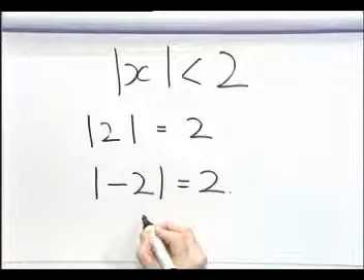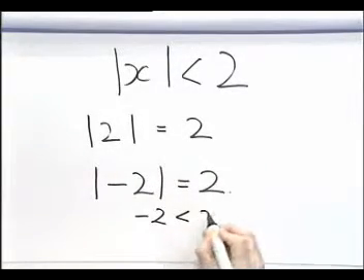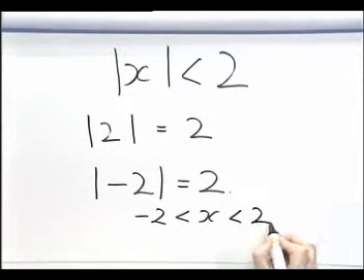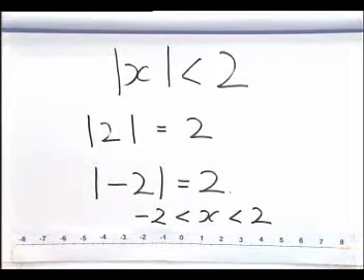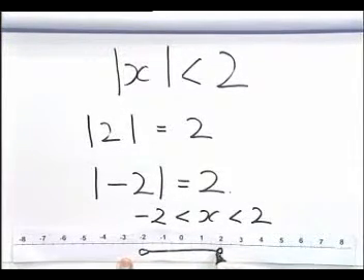If the absolute value of x is less than 2, then x must lie between 2 and minus 2. We write minus 2 is less than x is less than 2. We can show this on the number line. x has to lie between minus 2 and 2, but it can't be 2 itself. This shows the range of values that x can take.